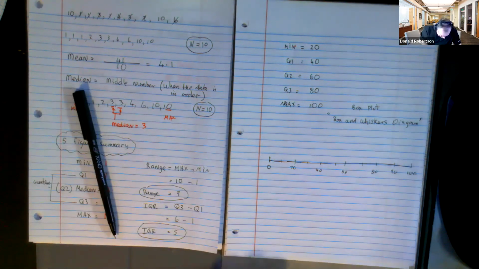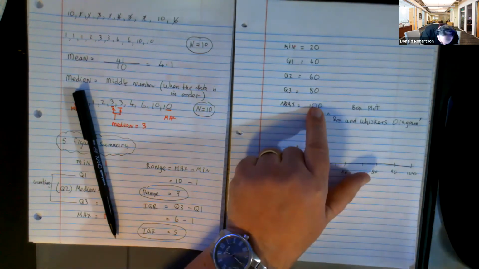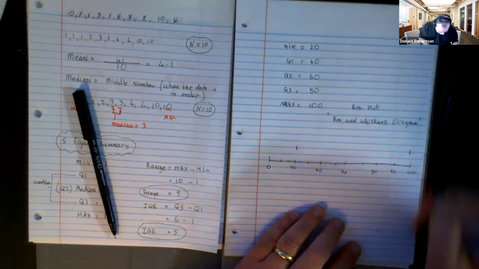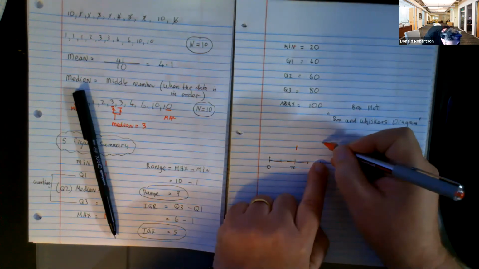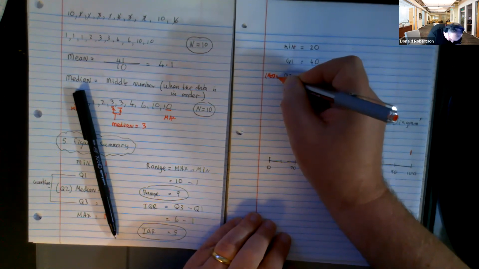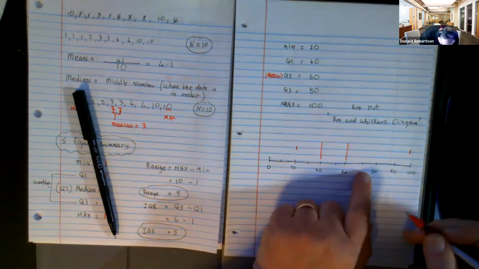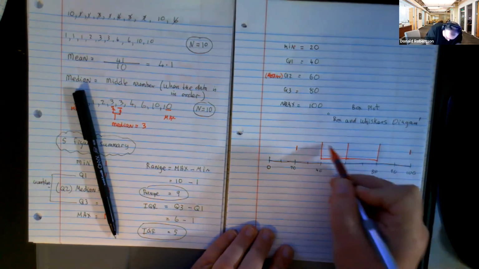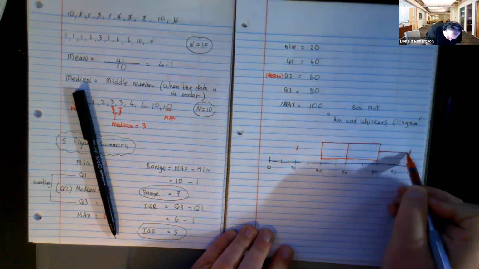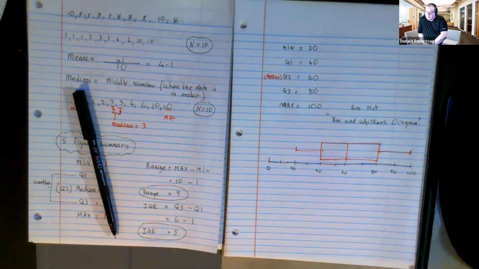Then you take the minimum, which is 20, and you make a little mark. And I tend to then do the maximum at 100, and I do a little mark. Then Q1 is 40, so at 40 I draw a longer line. Q2, which by the way is the median, is at 60, so I'll draw a line there. And Q3 is 80, so I draw another one there. Then the long lines get joined like this, and the short lines get joined like that. There's a box plot, not too hard.